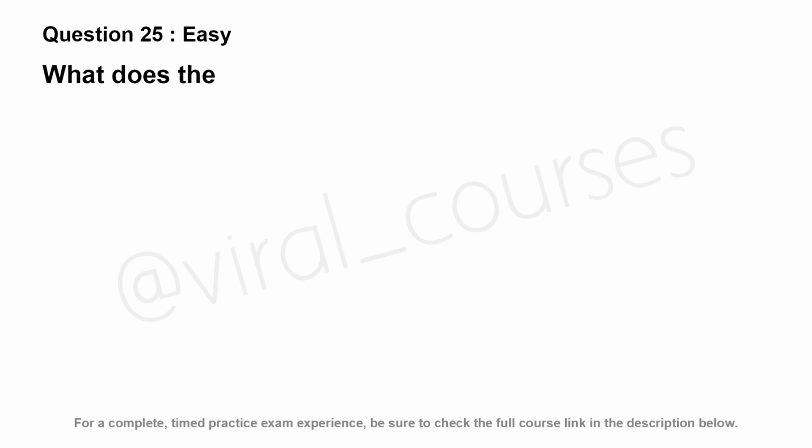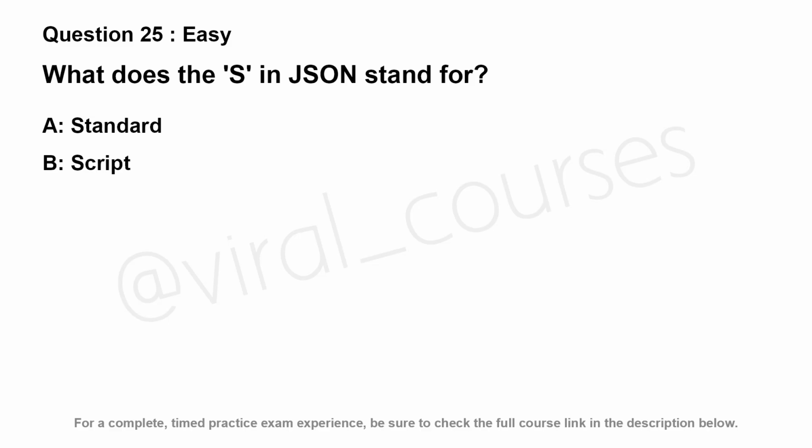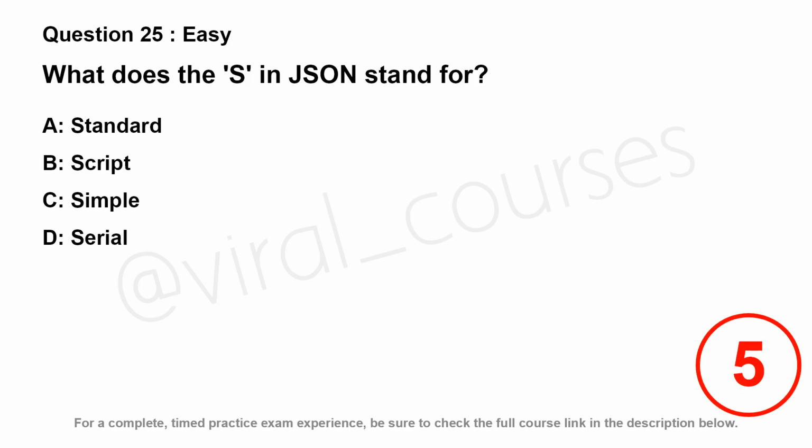What does the S in JSON stand for? Option A, standard. Option B, script. Option C, simple. Option D, serial.